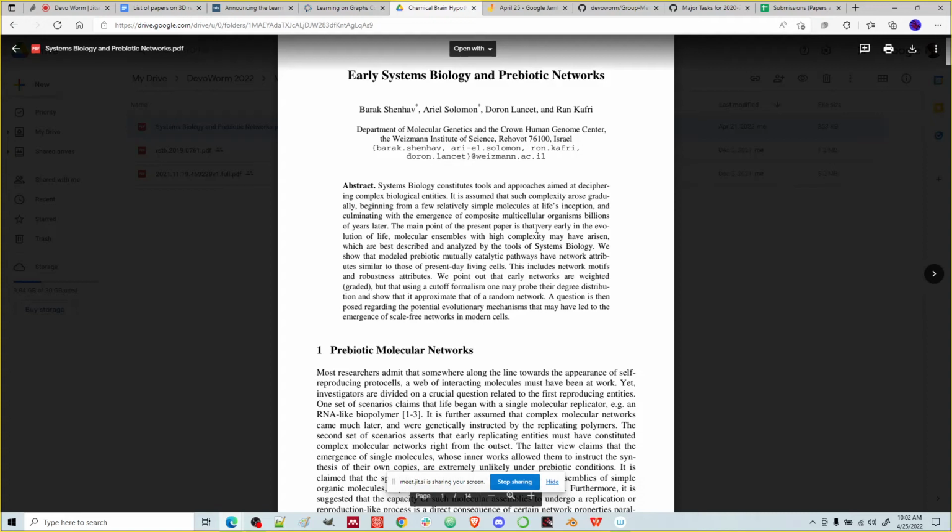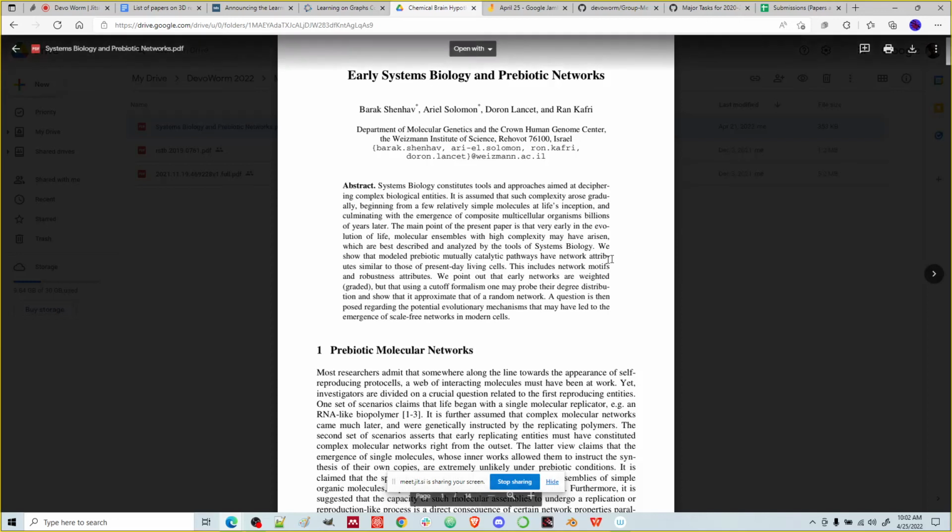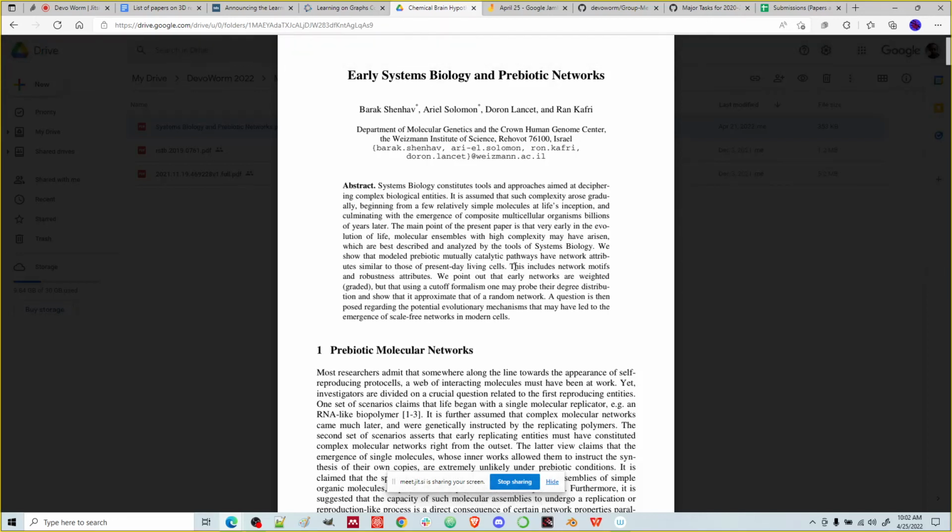The main point in the present paper is that very early in the evolution of life, molecular ensembles with high complexity may have arisen, which are best described and analyzed by the tools of systems biology. They show that modeled prebiotic mutually catalytic pathways, and these are different types of pathways. I'm not going to get into what pathway analysis is, but these are biochemical pathways that enable living systems to sort of have metabolism, things like that. And they have network attributes similar to those of present-day living cells. So living cells really emerged during this time.